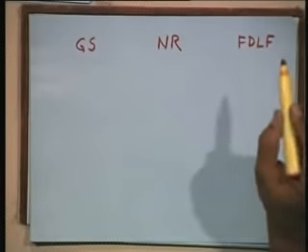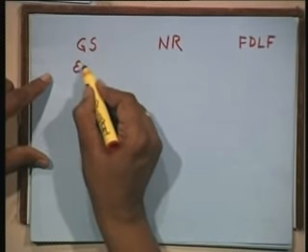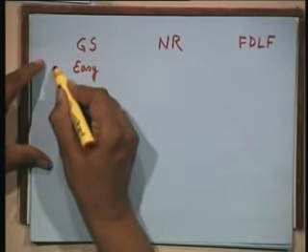Now, let me give you a brief comparison, because our younger friends won't be available next time. The Gauss-Seidel, Newton-Raphson and FDLF, this is easy to understand. This method anybody can understand.